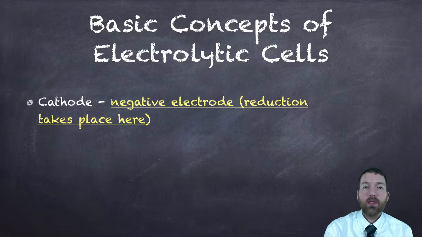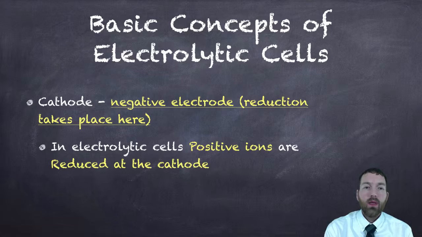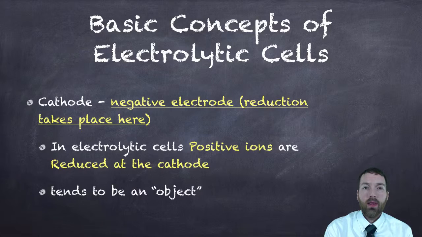The good news is that reduction still takes place here. So you can remember red cat. Reduction at the cathode. It just changes its sign. It's now negative. We'll talk about why in a minute. In electrolytic cells, positive ions become reduced at the cathode. And in electrolytic cells, this cathode tends to be an object. It doesn't have to be, but on the exam, it's usually an object that we are plating metal on top of.